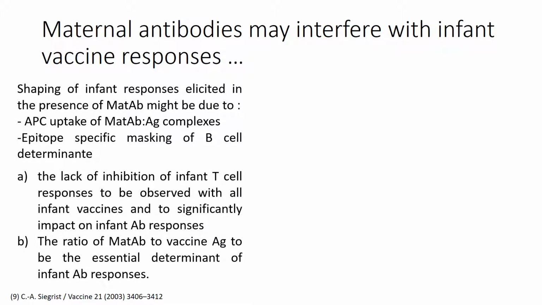We can deduce from this that the lack of inhibition of infant T-cell response will impact the infant vaccines and significantly impact antibody response. Also, the ratio of maternal antibody to vaccine against one antigen will be essential to determine the infant antibody response.